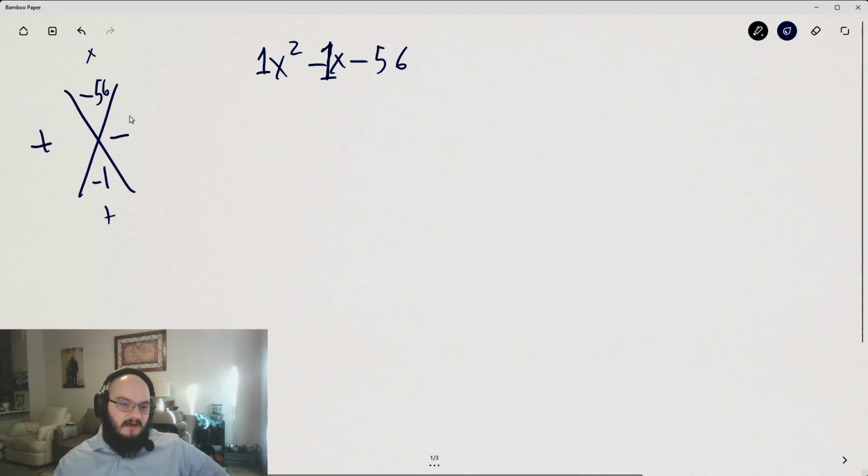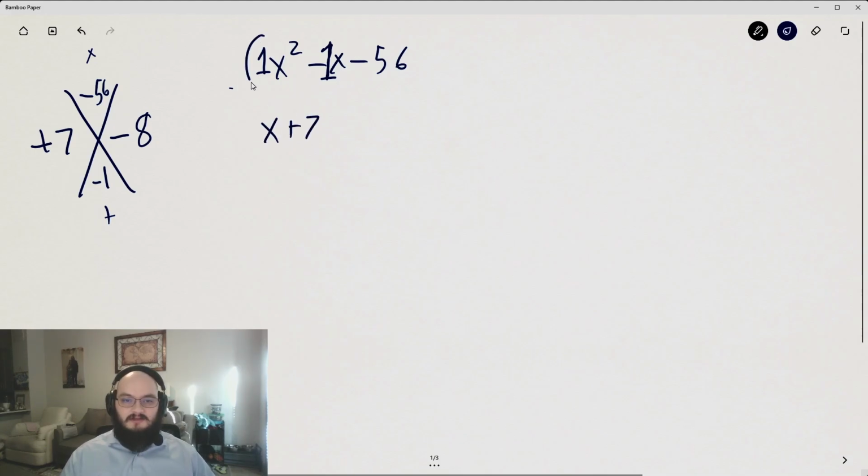Well, 7 and 8 are really close together, and they multiply to make 56. And the 8 should go over here on the negative side, because when we add them together, we're going to get a negative out of it, so the absolute value of the negative has to be larger. So we have our two key numbers, and because our coefficient for the x squared term is 1, we can use the key numbers directly to make our factorization.